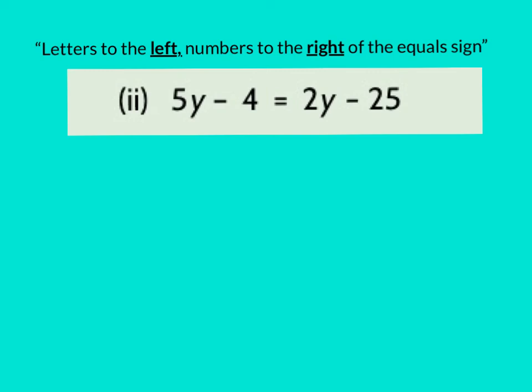Okay, so let's have a look then. If I want to get rid of that -4, I'm going to add 4 on this side. And remember, if I do it to one side, I must do it to the other. And when I do that, then I have 5y, these cancel, equals to 2y, and then -25 plus 4 gives me -21. Okay, remember that one you can pop into the calculator if you're still unsure of your integers.